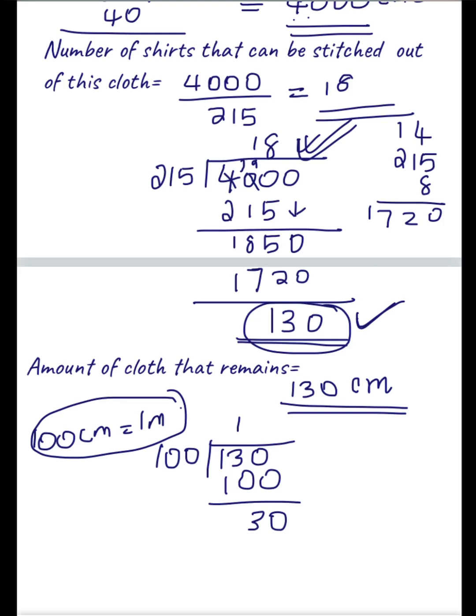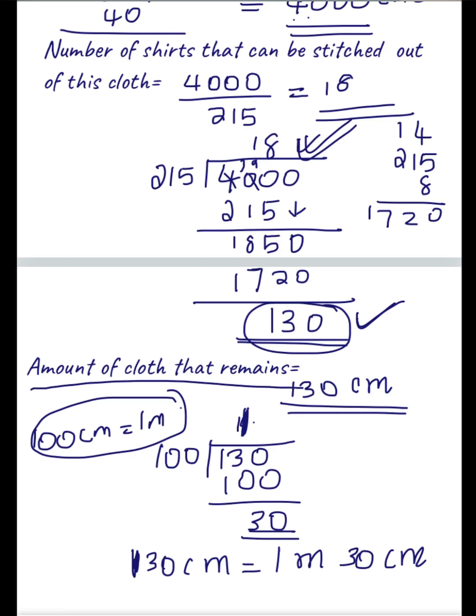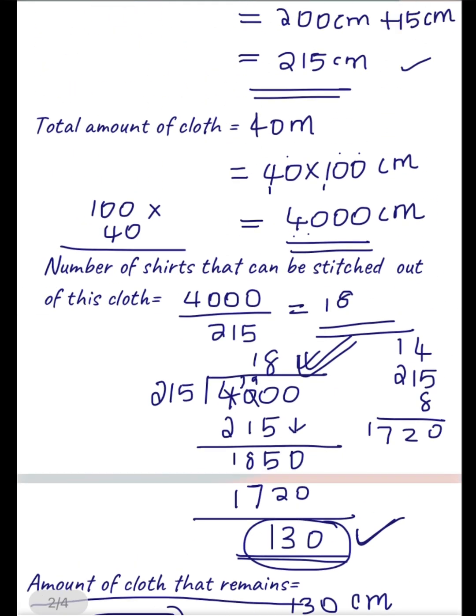That means you can say that this 130 centimeter will be equal to 1 is the quotient here, so 1 meter, and the remainder is 30 centimeter. So 130 centimeter can be written as 1 meter 30 centimeter, or you can say that amount of cloth that remains is equal to 1 meter 30 centimeter, or simply 130 centimeter is enough. But since the questions are all written in meter centimeter, let's convert this 130 centimeter to 1 meter 30 centimeter. So this is all about question 9.